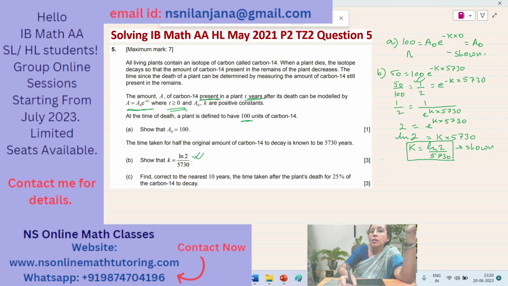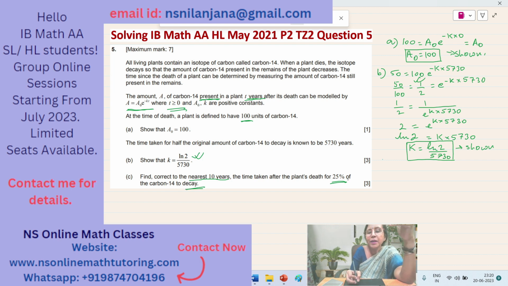I can write over here as well, A0 equal to 100. And so we have done a and b subparts. Coming to the third subpart, subpart c: find, correct to the nearest 10 years, the time taken after the plant's death for 25% of the carbon-14 to decay.